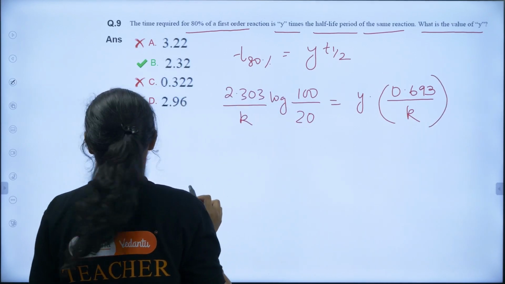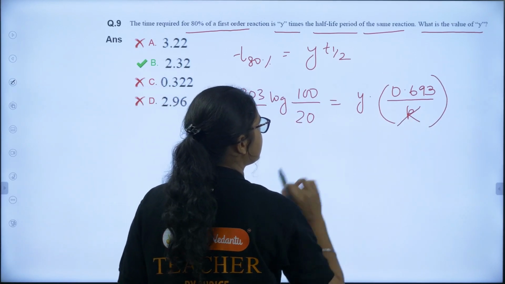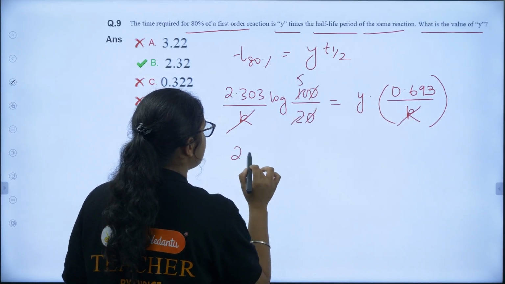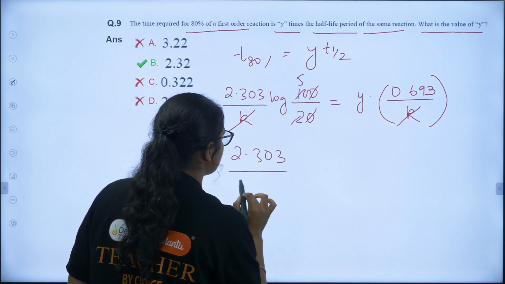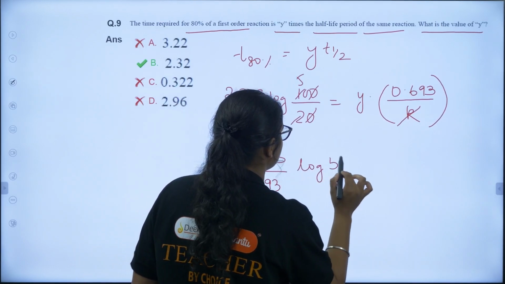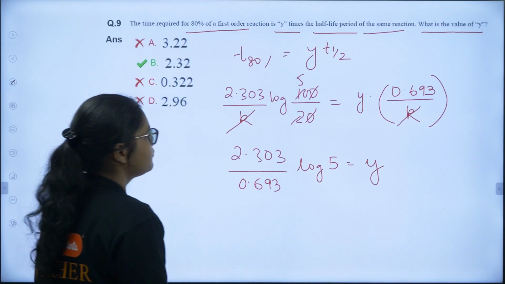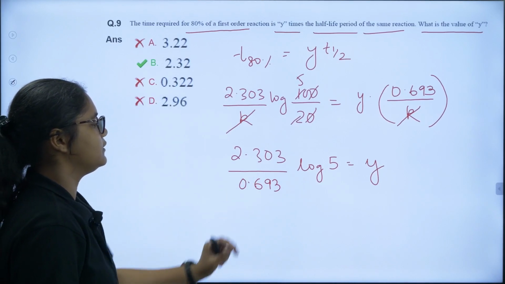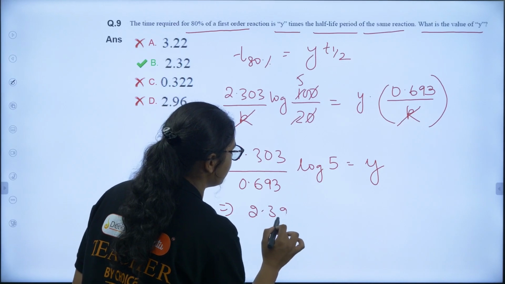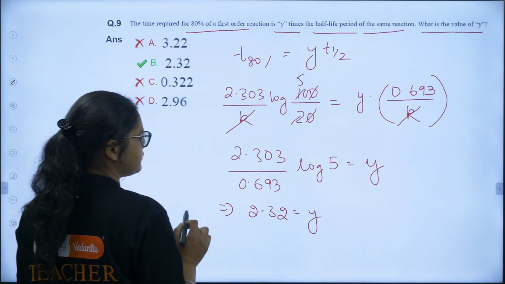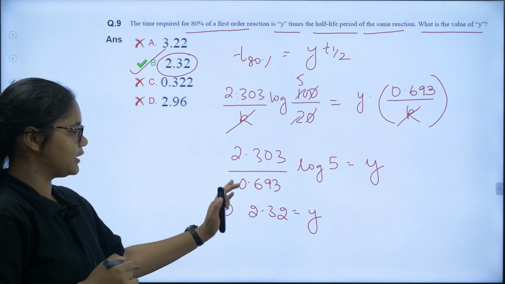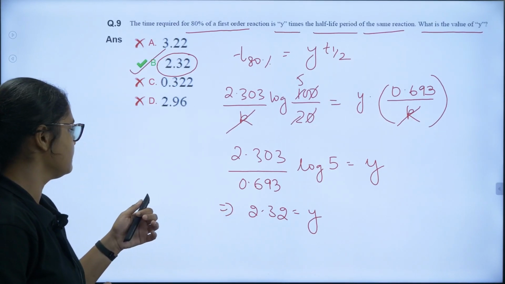Okay. So now if you see here, what will happen? This K and this K we can get cancelled, and this one is log 5. So 2.303 by 0.693 log 5 is equal to Y. 2.303 by 0.693 into log 5 you have to calculate. So once you calculate this one, this value will be around 2.32, right? So the correct answer for this question will be 2.32, that is option number B. Okay, so you can just do the calculation and check this one.